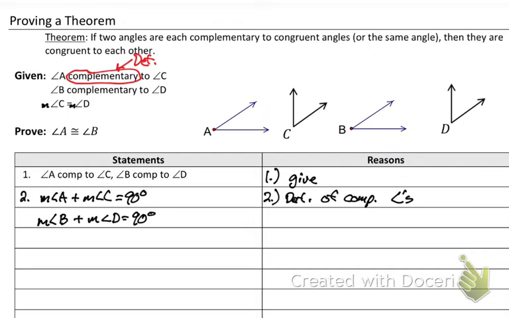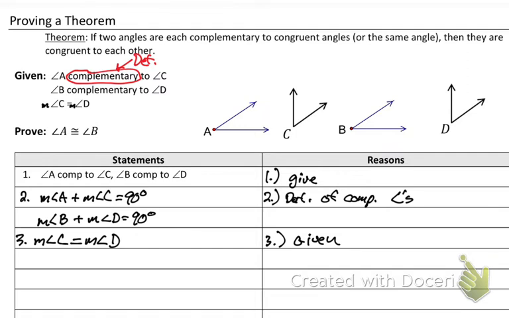But first, let's put the next given down, because we haven't done the given yet. So our other given is measure of angle C equals measure of angle D. Our step 3 is another given. Now, this is the oldest step in the book for proofs. I need to get A and B on opposite sides of an equation. So I need to somehow combine these two statements to create one long statement that has A on one side and B on the other side.